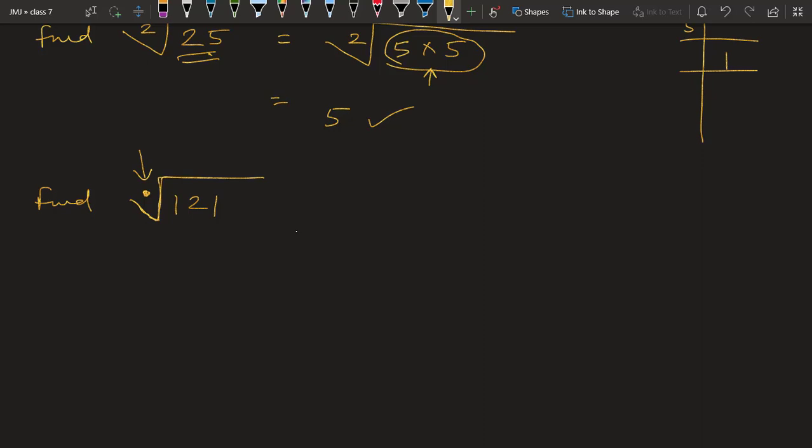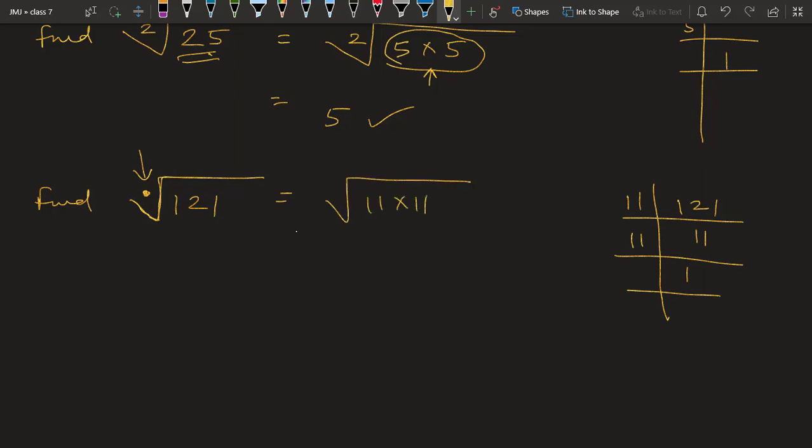Okay. So let me find 121. We all know it is a multiple of 11. So 11 11s are 121 and 11 1s are 11. We can write this as square root 11 into 11. Now if you observe, these two are coming in pair, so one 11 will come out, and that will be your answer. Let us take one more example.